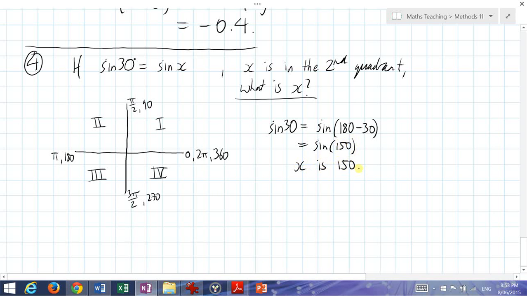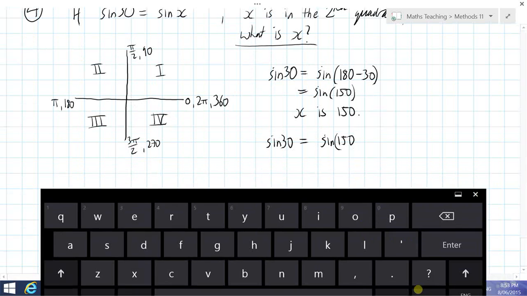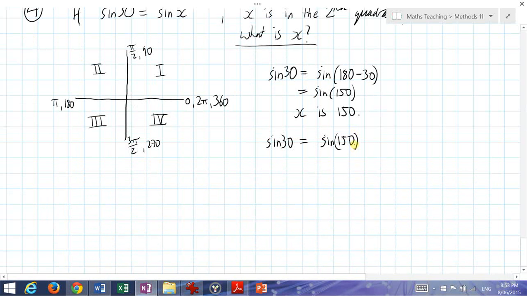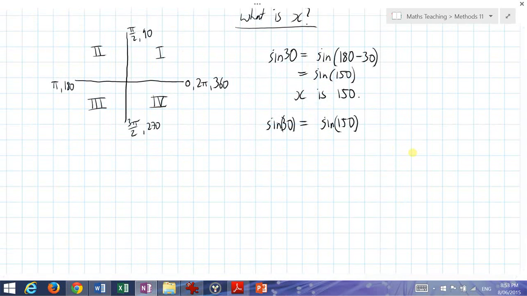So this is interesting to see that sine of 30 is actually going to give us the same number as sine of 150. If you put both those things into your calculator, you would get the same answer. Okay, that's at 30. Let's take one more example.